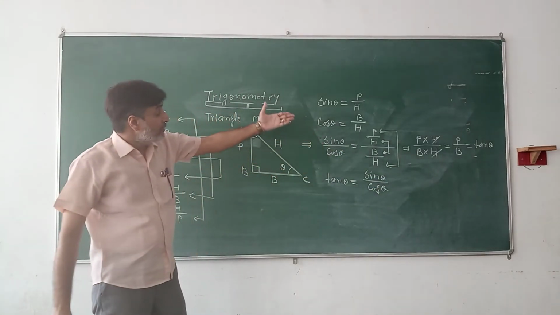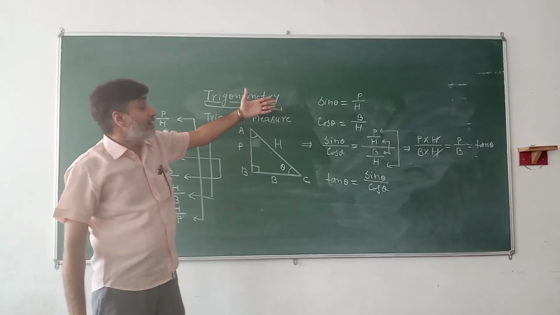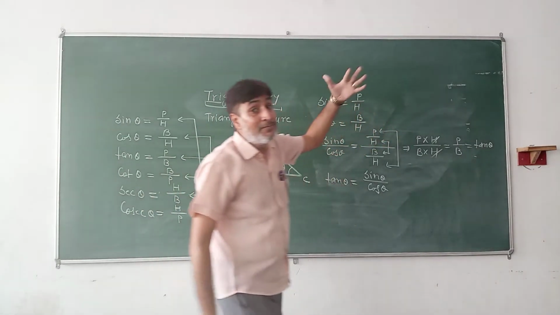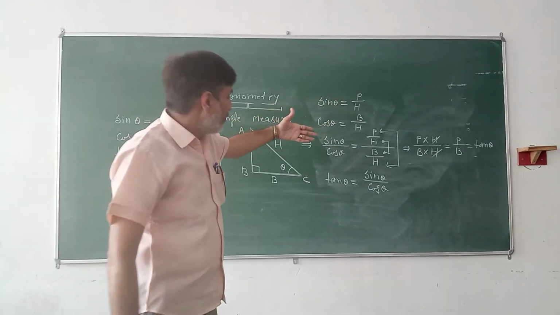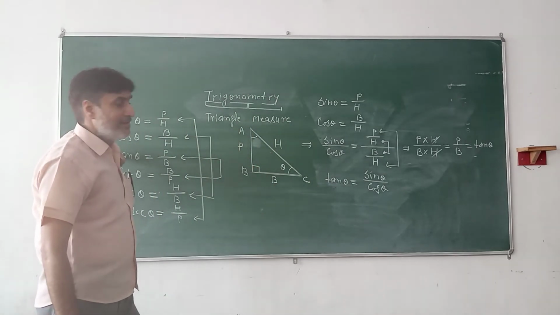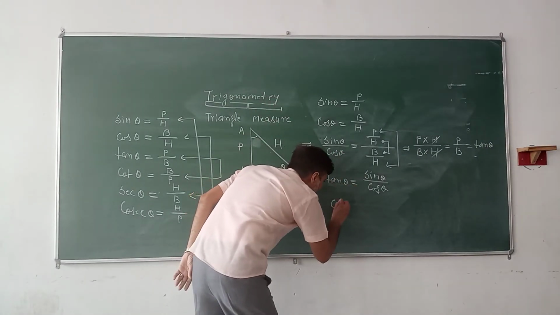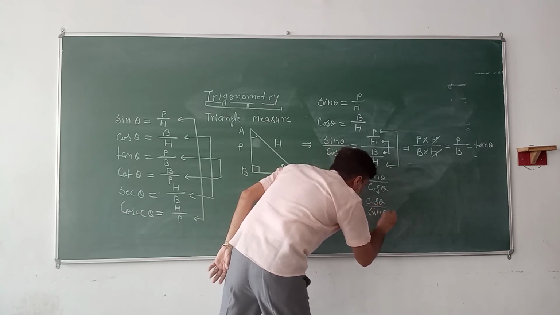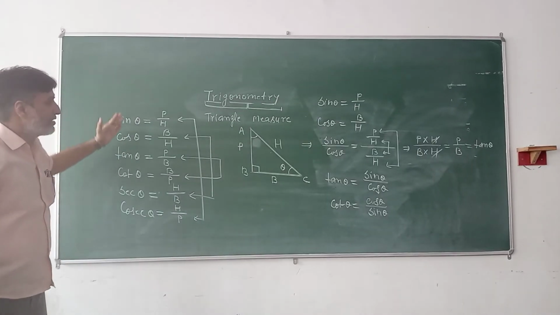If we divide this value of cos theta by the value of sin theta, meaning cos theta upon sin theta, it becomes b upon p, the ratio of the length of base to the length of perpendicular, and that becomes cot theta. Or you can say it easily: since cot theta is the reciprocal of tan theta, and tan theta equals sin theta upon cos theta, cot theta becomes equal to cos theta upon sin theta.